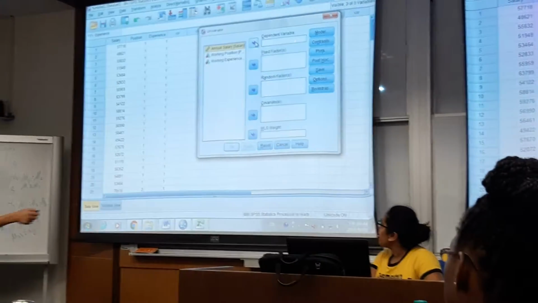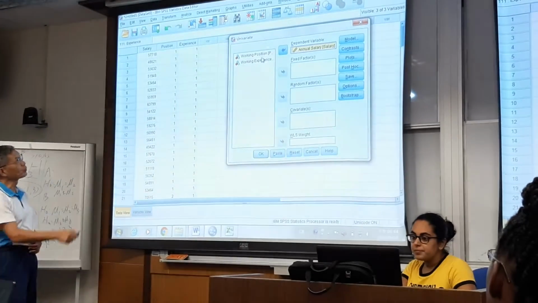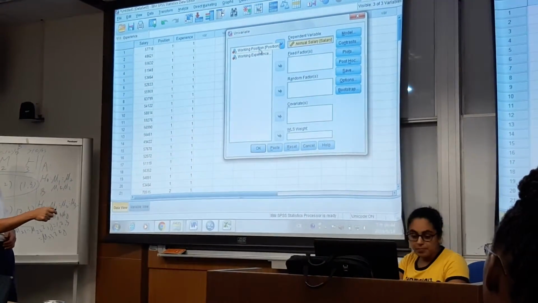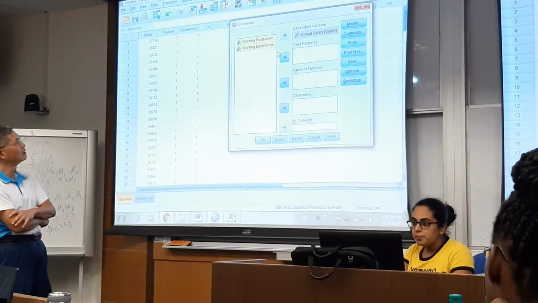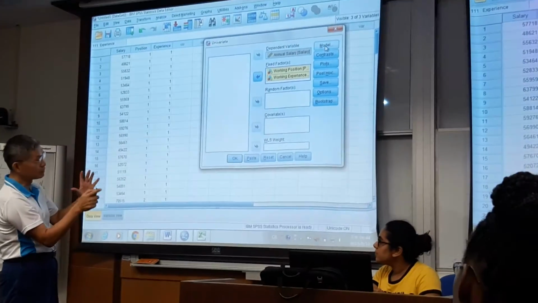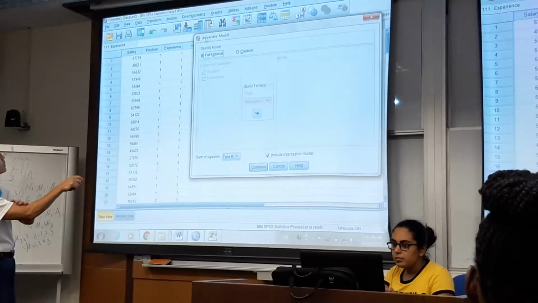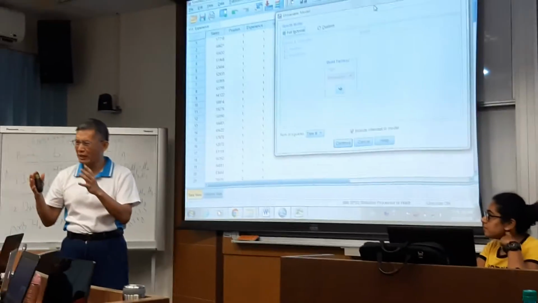This one is the dependent variable. You should put your dependent variable in this icon. And then we have two independent variables. The model is a four-factorial, and sometimes the model is too complicated.